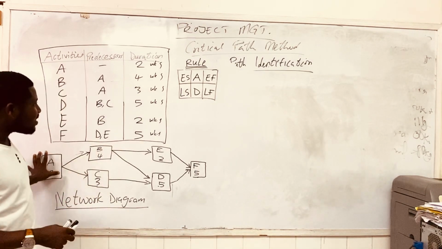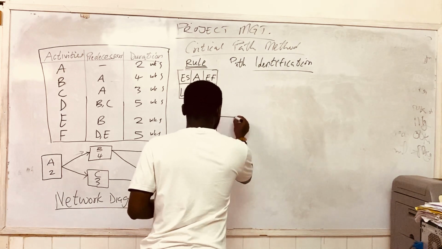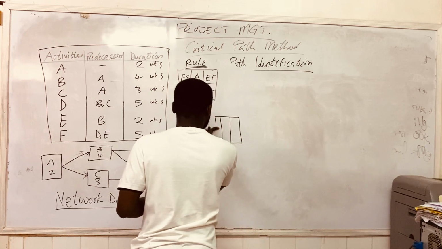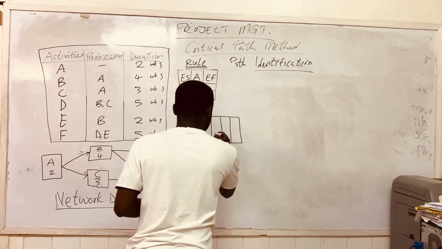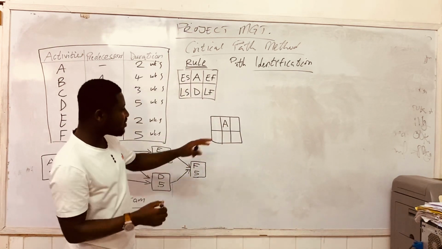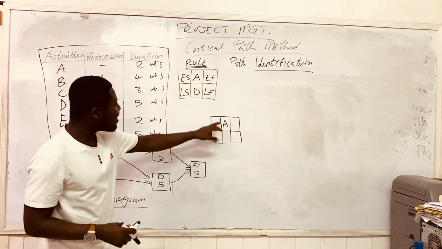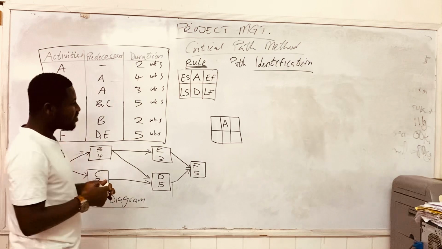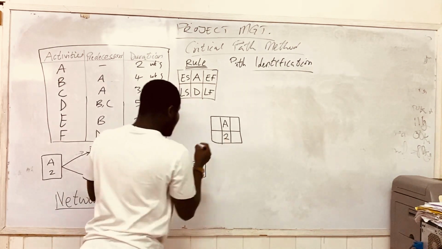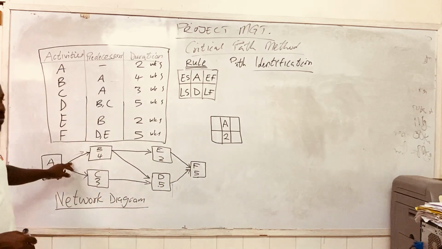And so for activity A, this is activity A. Activity A has duration of 2 weeks, which means it will take us 2 weeks to finish activity A. This is 2 weeks. Then we go to activity B.